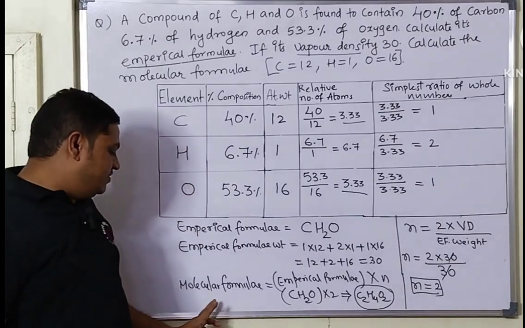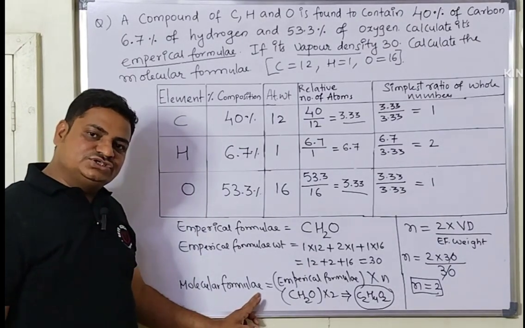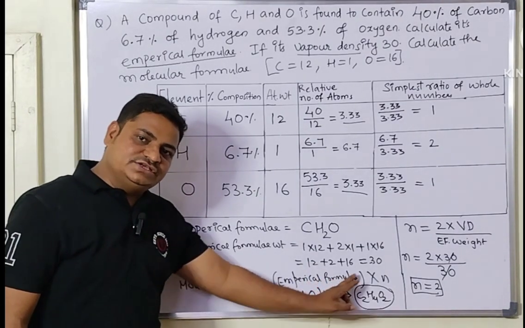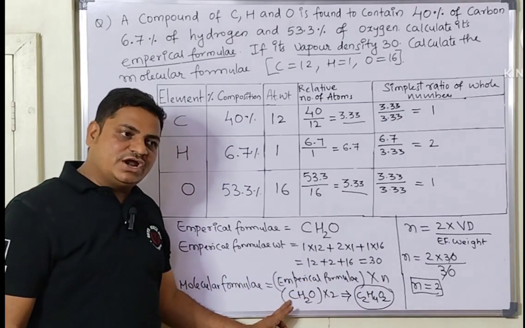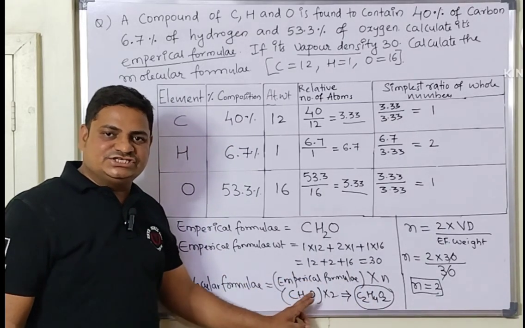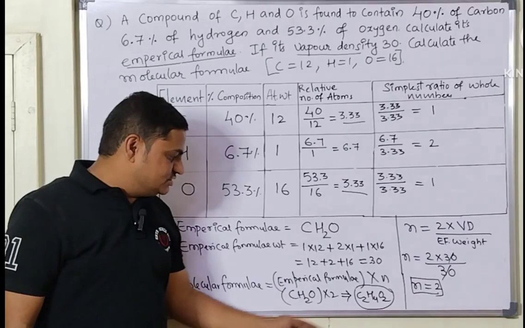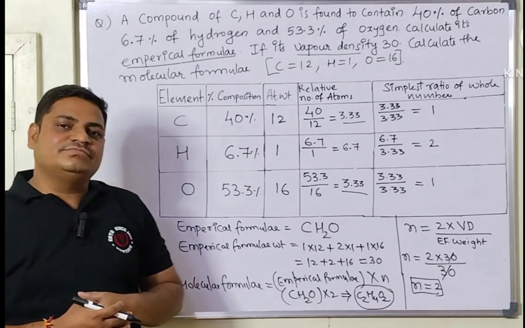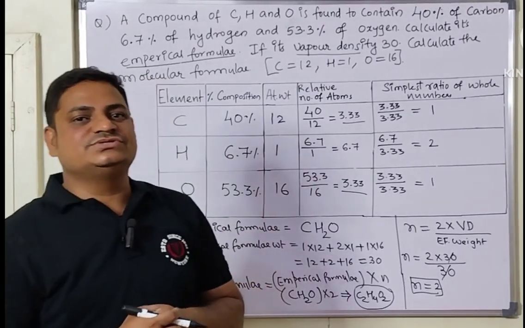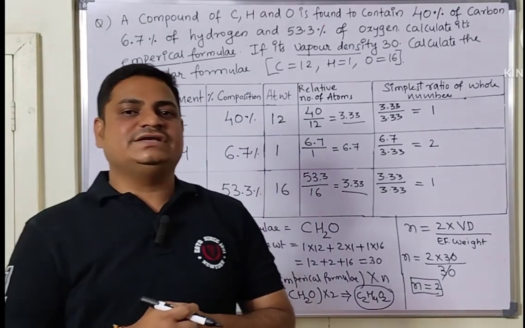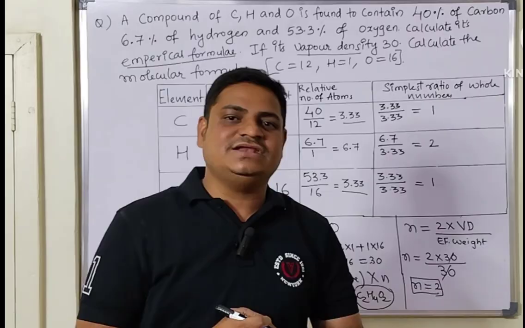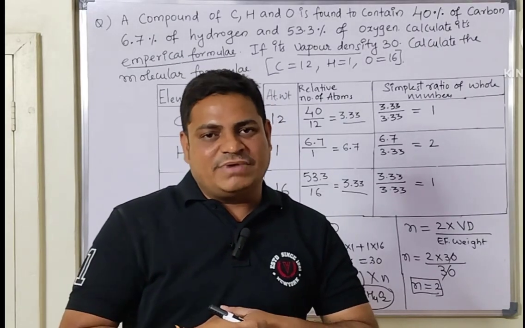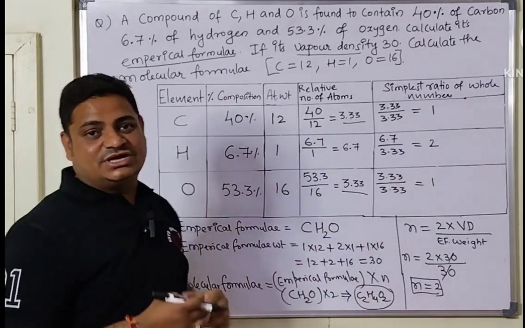Next, the molecular formula is equal to the empirical formula into n. The empirical formula we got here is CH2O. I multiplied it with 2, so that becomes C2H4O2. So this is how, my dear students, you need to solve the questions related to the empirical formula and molecular formula. Hope, my dear students, you understood the concept.